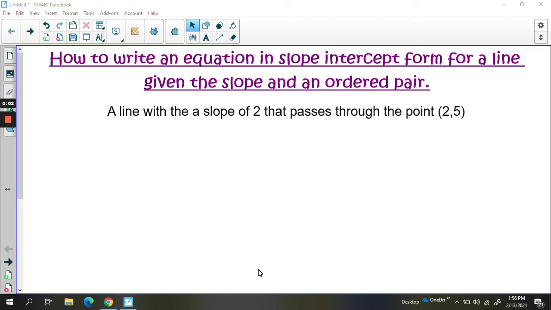Today we're going to look at how to write an equation in slope-intercept form for a line given the slope and an ordered pair. So the problem that we have is a line with the slope of 2 that passes through the point (2, 5).